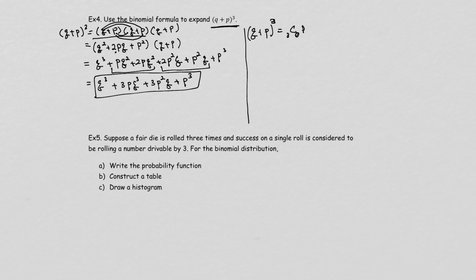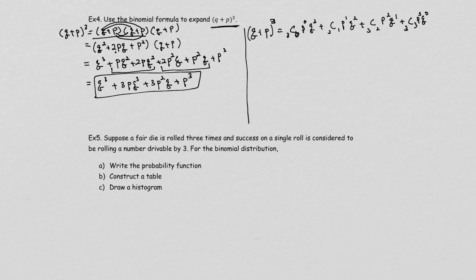success is going to be 0 and failure is going to be 3, plus combinations of 1 out of 3, success 1, failure 2, plus combinations 2 out of 3 this time, so it will be success 2 and failure 1, and then plus combinations of 3 out of 3. So this time your p is going to be 3, q is going to be 0.